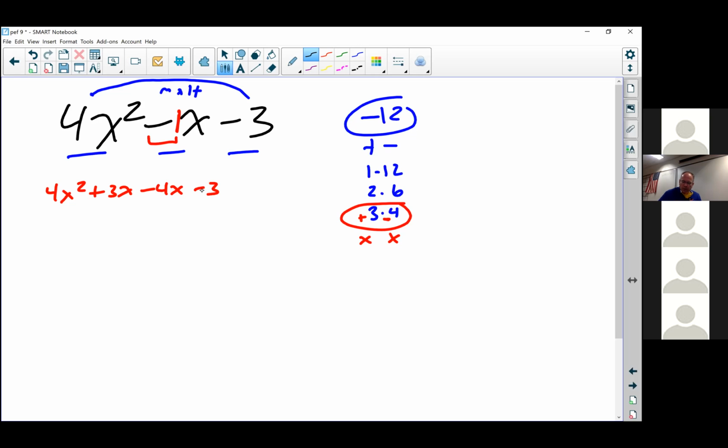Now I have 4 terms. I'm going to say, what can I factor out of both of those? It looks like I can factor an x out. If I factor an x out of 4x squared, I'm left with 4x. If I factor an x out of 3x, I'm left with 3. This sign comes down. Looks like I'm just going to factor a negative 1 out because nothing else is in common. So that's going to give me a positive 4x and a positive 3. Being these are the exact same, that means it's going to factor.